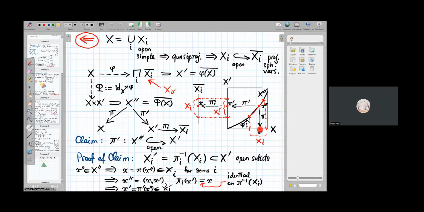So this map downwards is surjective from X double prime to X prime. This map pi is surjective. I still can't deduce why it is surjective. Well, what happens if it is not surjective?